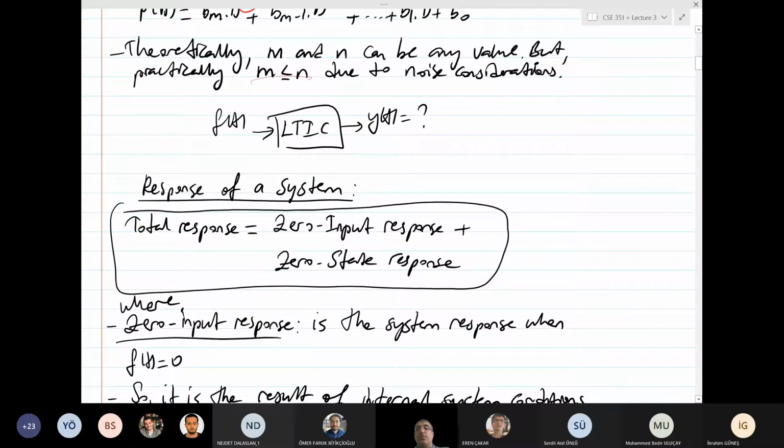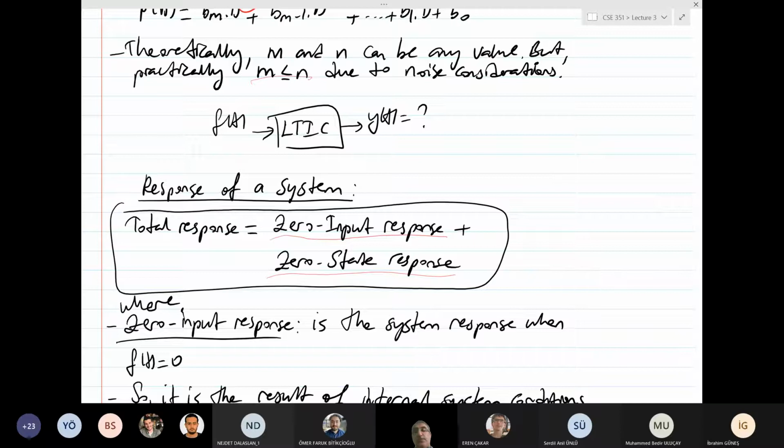So first of all, we split the response into two terms. A system can have two different types of response. The first one is called the zero input response, and the second one is called the zero state response.